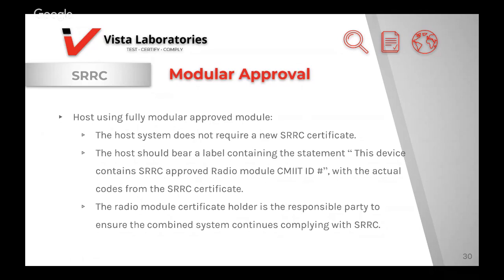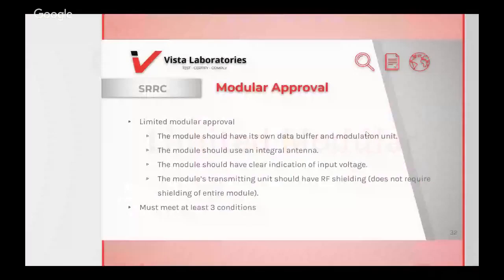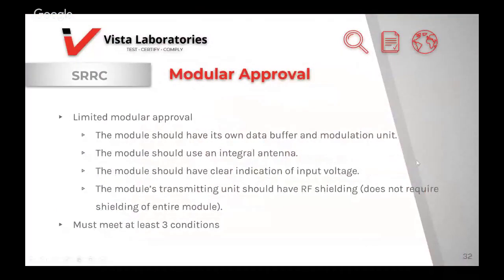Now, the exception to this is if you have a host system that contains a 2G, 3G, or 4G radio module, then you're not allowed to incorporate an SRC certified module, and the whole system is subject to a new non-modular SRC approval. As for limited modular approvals, you simply need to fulfill 3 of the 4 requirements. So the requirements are the same, but you just need to fulfill any of the 3.